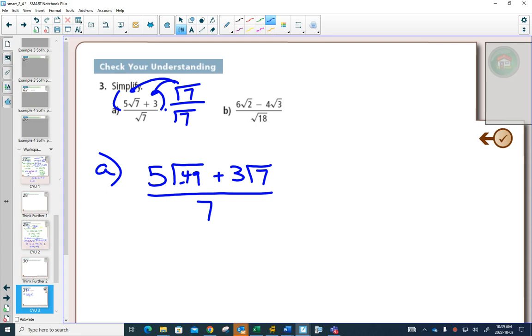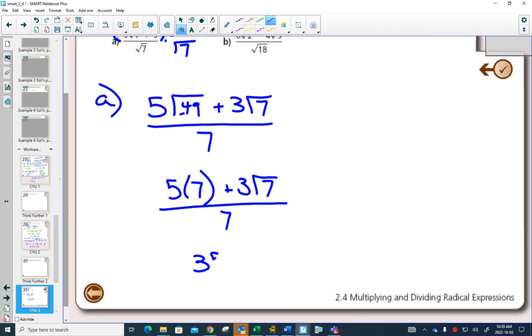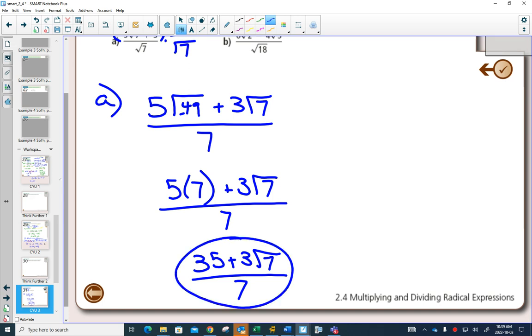Right now I'm taking it slow. I'm doing the steps so that we can see where it's going. But yes, the top is going to be 5 times 7 plus 3 root 7 divided by 7. And do we have any radicals on the top? No, so I can't combine these. This is our simplified answer.